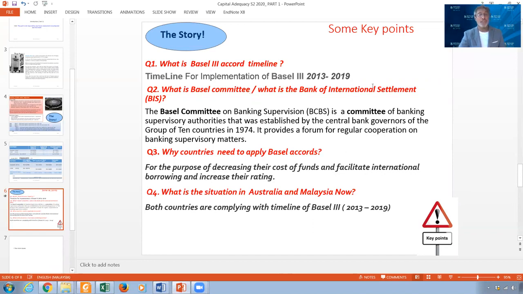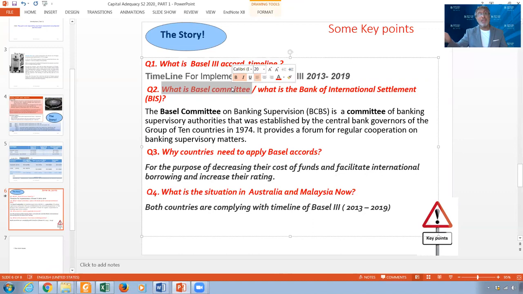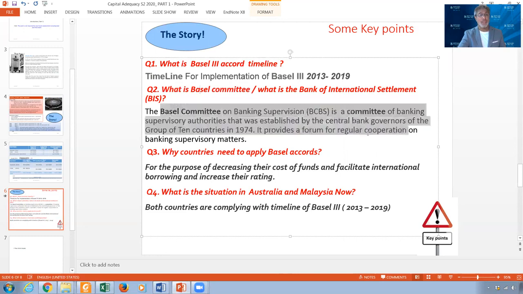What is the Basel Committee? What is the Bank for International Settlements? The Basel Committee is made up of, for example, the G20, the great 20 economies in the world. The Bank for International Settlements is actually the secretary of the Basel Committee, which prepares these regulations and sends them to the banks. The committee is just the governors of all those central banks in the G20. So when we see requirements from the BIS, we mean they are actually coming from the Basel Committee. This is just some explanation about it.